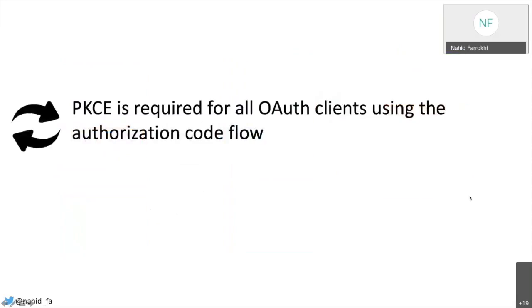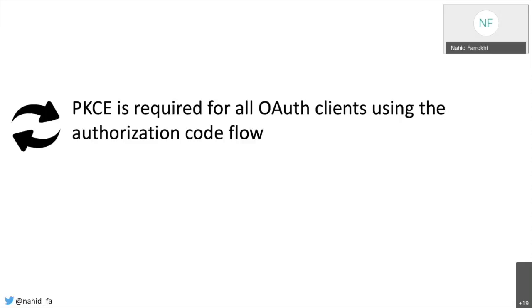Okay, now what are these changes that are suggested in OAuth 2.1? The first one comes with PKCE. It says PKCE is required for all OAuth clients using the authorization code flow. In OAuth 2.0, there were BCPs and some RFCs which said to use PKCE for a public client, but in OAuth 2.1, it is actually required for all clients using the authorization code flow.